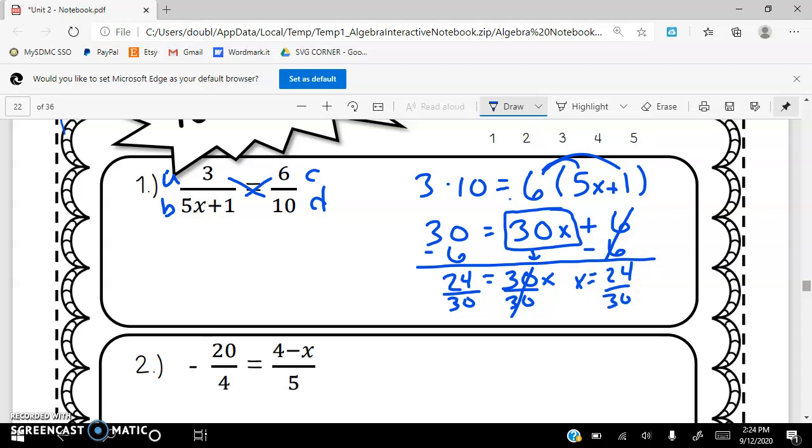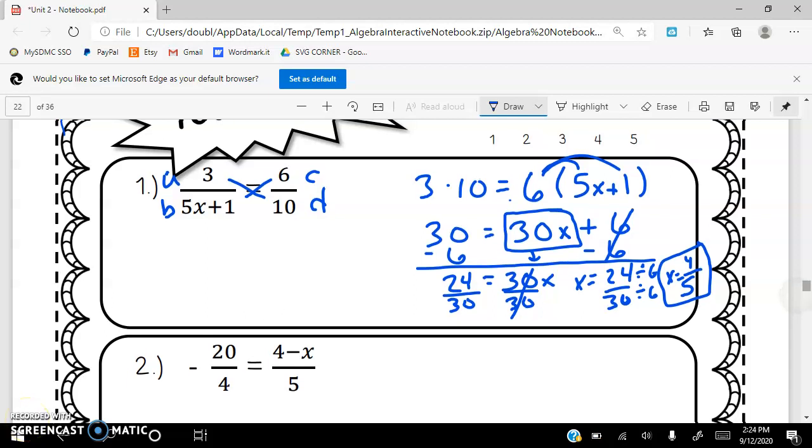And we need to simplify that. So we say, what number can divide into both of these numbers evenly? The largest number that can is 6. So in order to simplify, we want to divide both of them by 6. So we have X equals 24 divided by 6 is 4, and 30 divided by 6 is 5. So our answer is X equals 4 over 5. All right, so let's go down to the next problem.